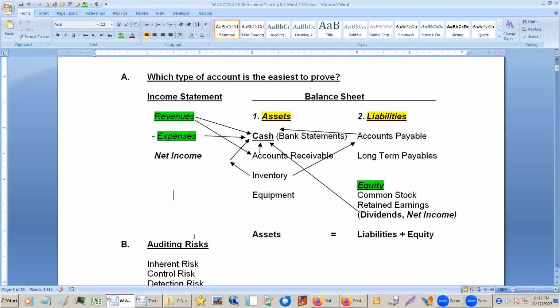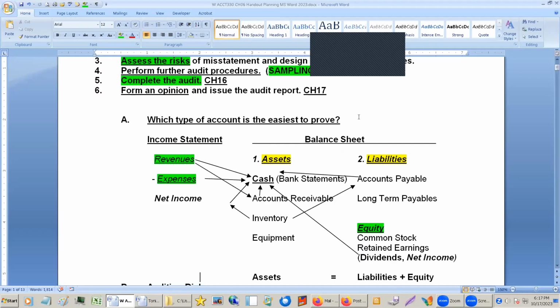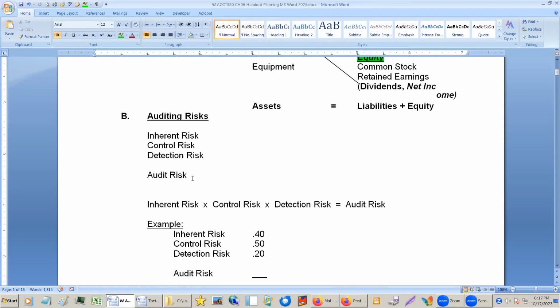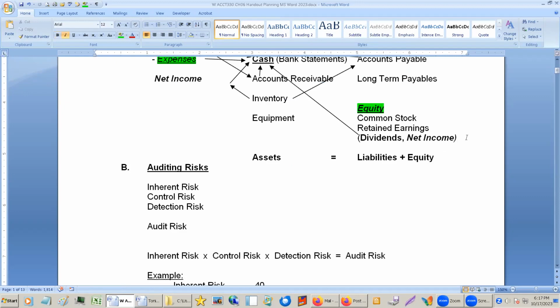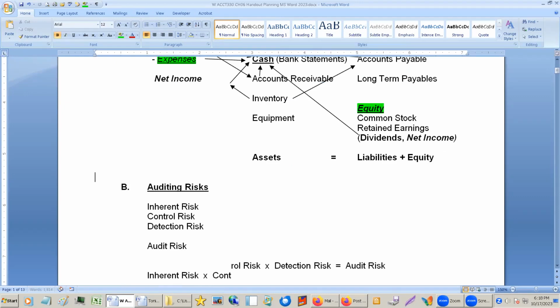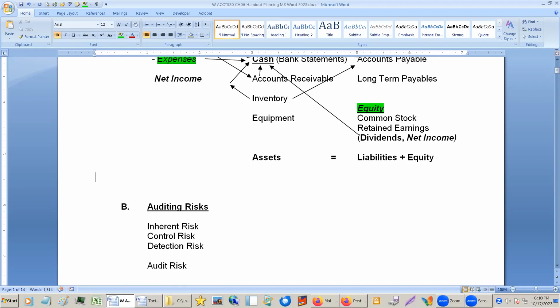Right. Let me put another document out. Maybe a better way to do it. So why is cash so important? Okay. I'll stick it down here, I guess. Cash is important because most transactions go through cash.